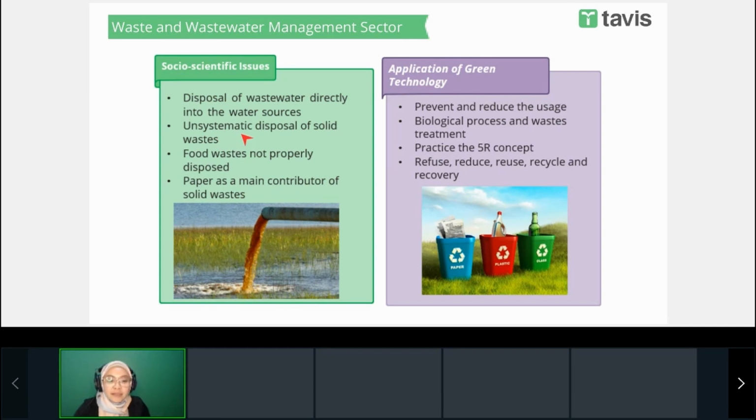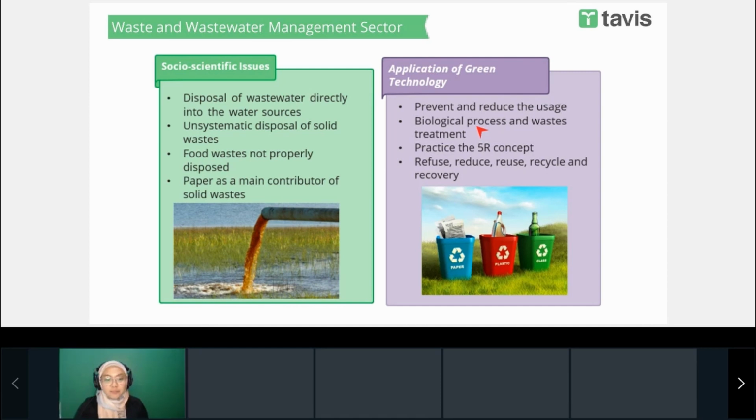Next, we have unsystematic disposal of solid waste. Therefore, each residential area should have its own specific place where the residents can throw away their waste. Food waste is not properly disposed of. For food waste, apart from disposing of it, we can make it into compost fertilizer. Okay, a research stated that paper is a main contributor of solid waste. So, how do we overcome this problem? We can overcome this by preventing the usage of paper and plastic. We can even reduce the usage.